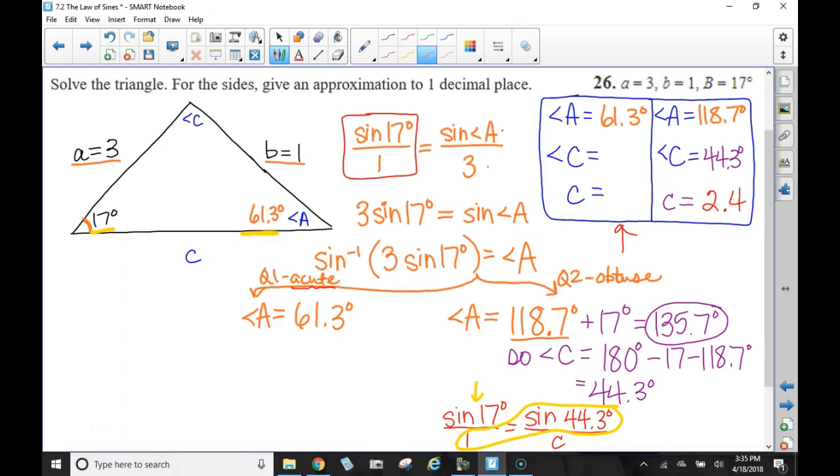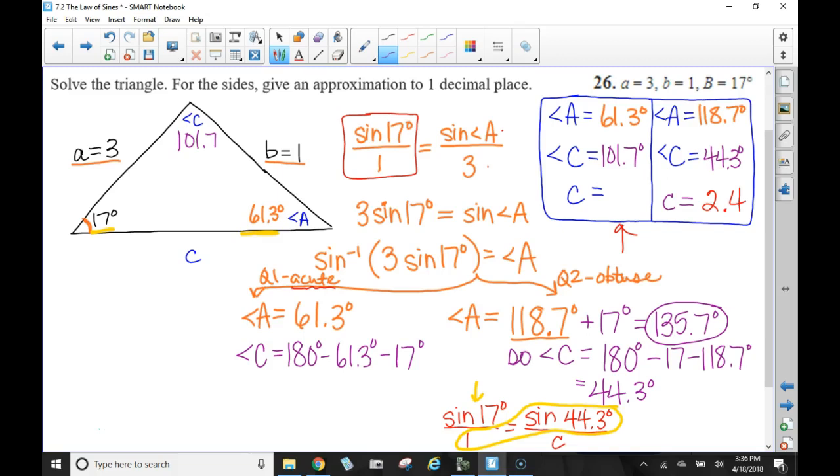Okay, then we're going to be able to find the measure of angle C is going to be 180 less the 61.3 less the 17 degrees, and that leaves us with the 101.7. Okay, C is 101.7. So actually we got another obtuse triangle, okay? But angle C is the obtuse angle. So it's 101.7 degrees. Okay?